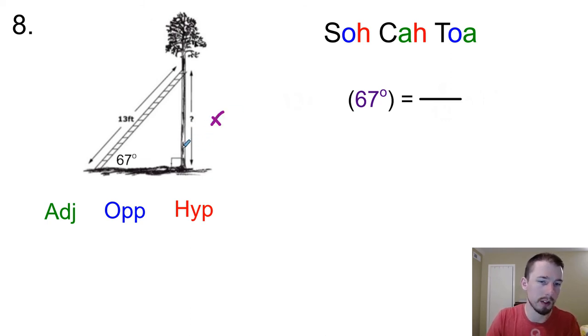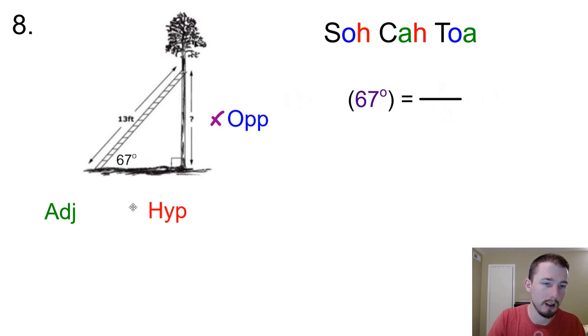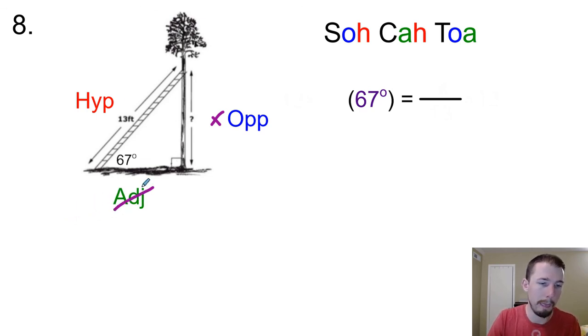Now we need to label our sides. This is going to be the opposite side of 67, and this one would be our hypotenuse. So I need a trig function that relates the opposite to the hypotenuse. And if you notice on this one again, I'm not using the adjacent side, so I can't use cosine and I can't use tangent. Instead, I'm going to use the sine function because it relates the opposite and the hypotenuse. So finish writing your trig function.